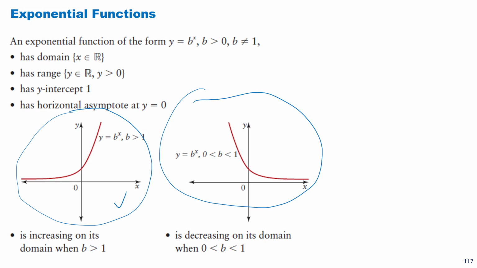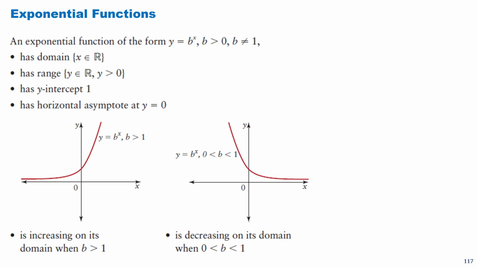Otherwise, if b is greater than 0 and less than 1, you will have a decreasing function on the whole domain. The domain is also the real number set. The range is 0 to positive infinity. The y-intercept is 1, and the horizontal asymptote is the line y equals 0. You see that?